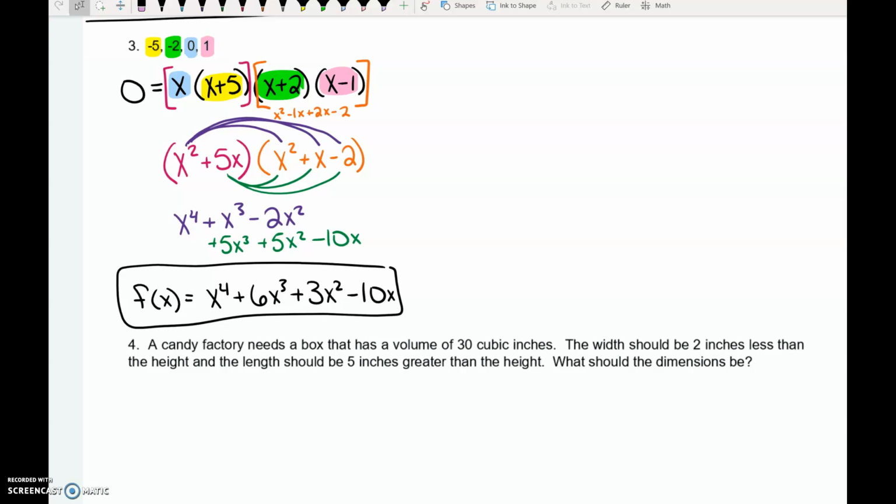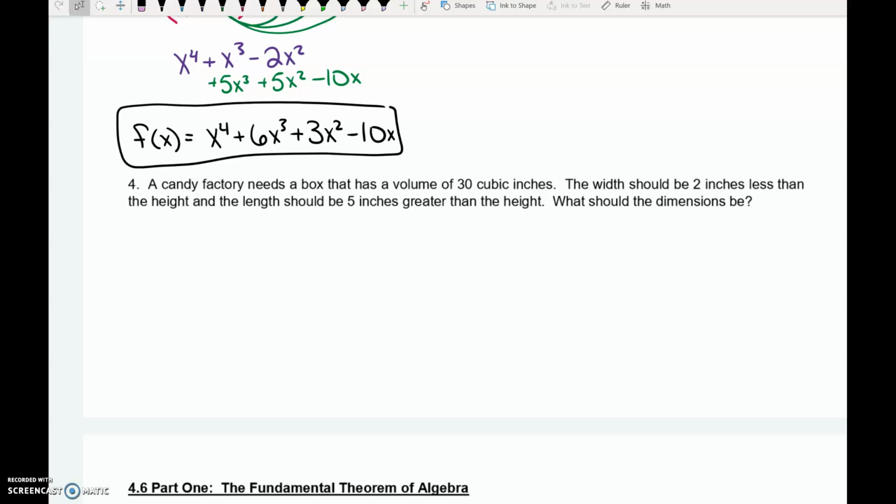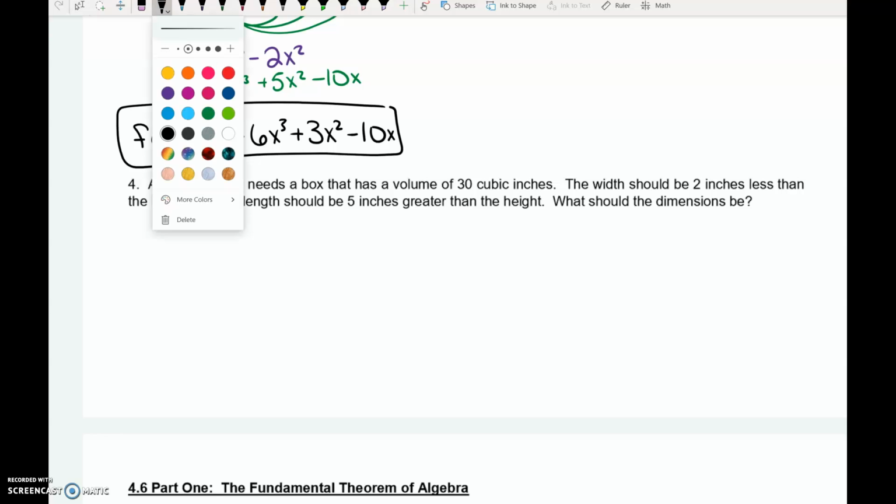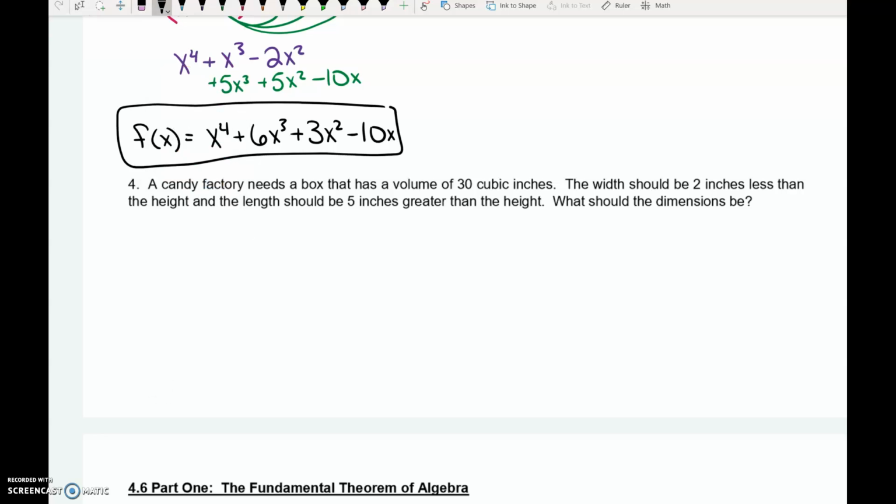Okay, I'll be real with you. I'm not going to call number 4 a real-world problem because the chances of any of you having to do number 4 in the real world are very, very slim. But a candy factory needs a box that has a volume of 30 cubic inches. The width should be 2 inches less than the height, and the length should be 5 inches greater than the height. So I'm just going to draw out a candy box. Oh, I can still draw. That's good.